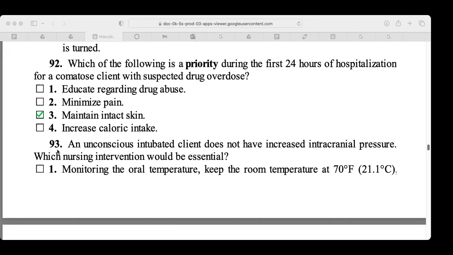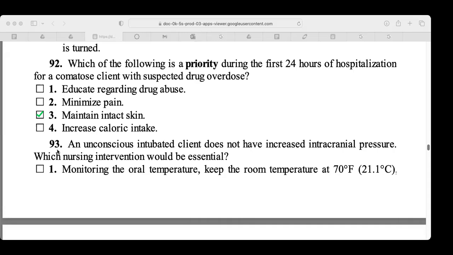So of course, if need be, they will insert an NG tube to provide him with nutrition, and then the nutritionist and the healthcare provider would work to see if they need to increase the caloric intake. But in the first 24 hours, yes, we're going to try to find a way to give him nourishment, but the priority would be to maintain intact skin because he's unconscious and immobile, and the risk for pressure ulcers and pneumonia or stasis pneumonia from not moving is high.